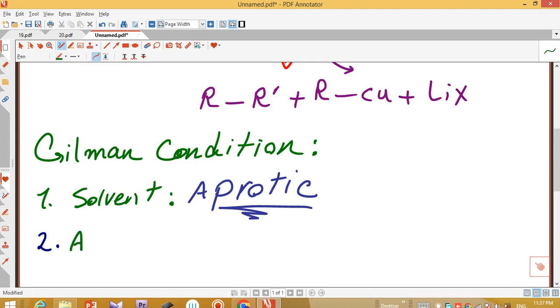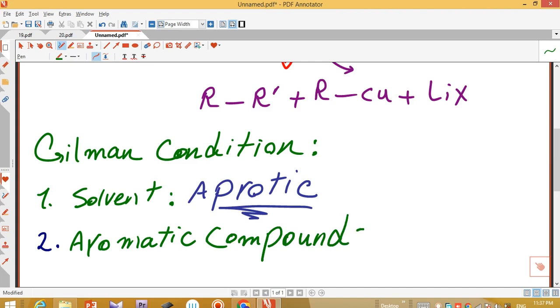Okay, the second: in the Gilman reaction, aromatic halide also can participate in this kind of reaction. So we can involve aromatic halide in this type of reaction, in the Gilman reaction.